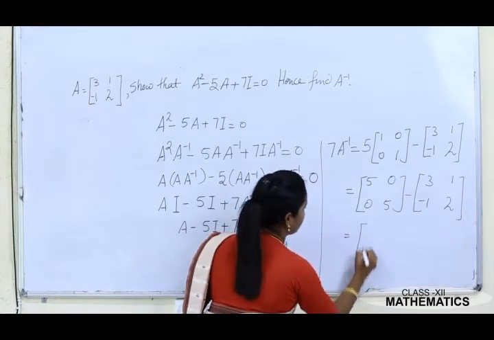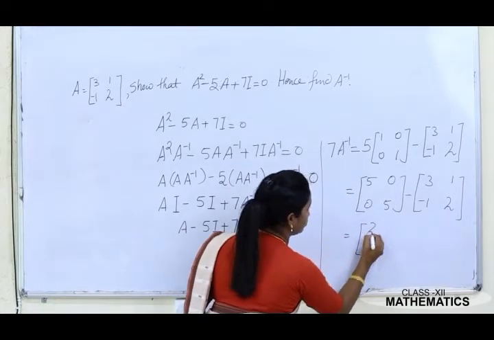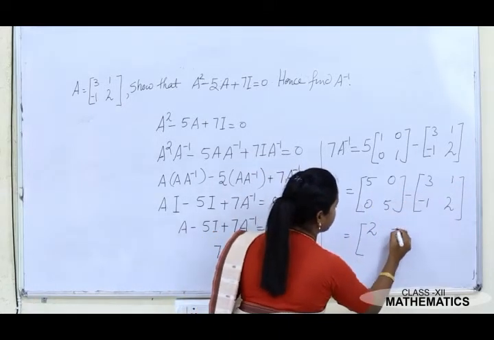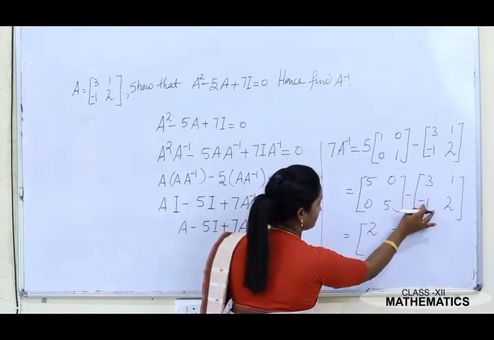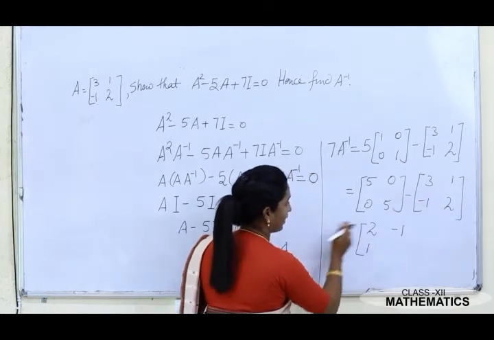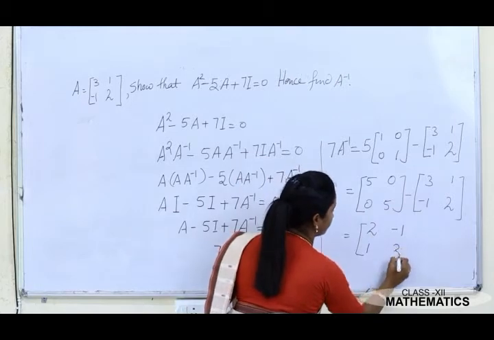Okay. Now subtract it. 5 minus 3, it is 2. 0 minus 1, it is minus 1. 0 minus of minus, plus 1, it is again 1. And 5 minus 2, it is 3.